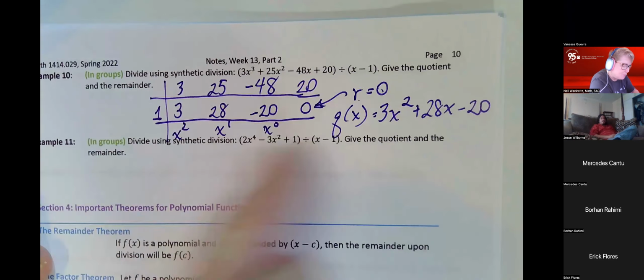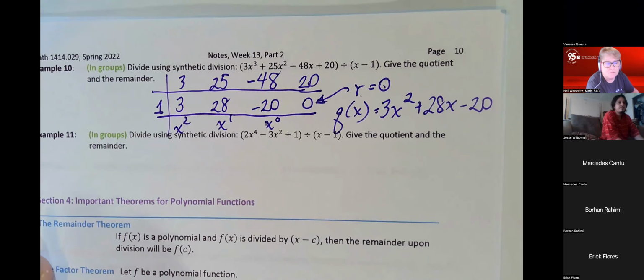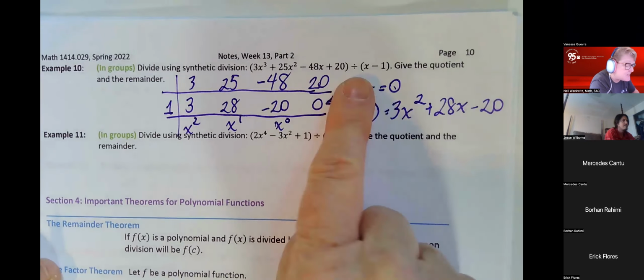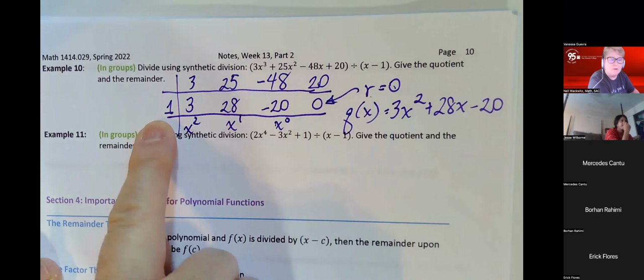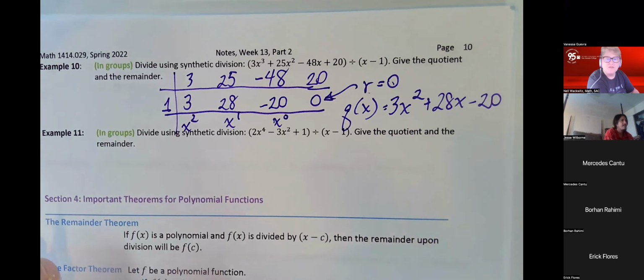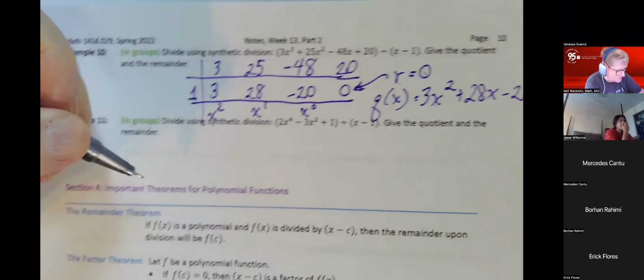Excellent. Which part of this whole thing is the divisor? What is doing the dividing? Is it 1? It's x minus 1. Yes. So this 1 represents the whole x minus 1 factor. And which part of this is the dividend? Is it the numbers on top? Yes, that's right. It's the original polynomial. Okay, let's do another one.